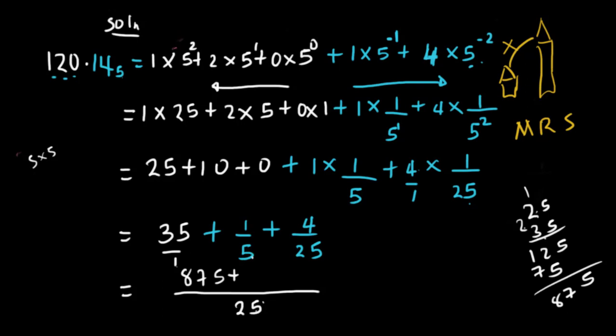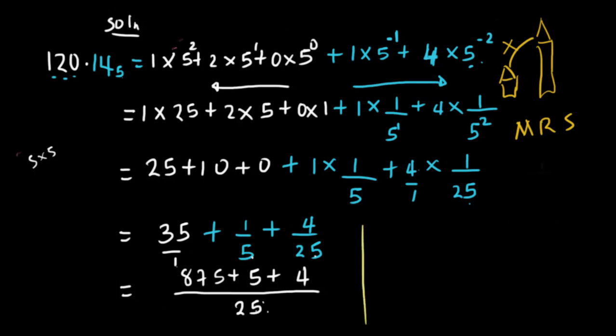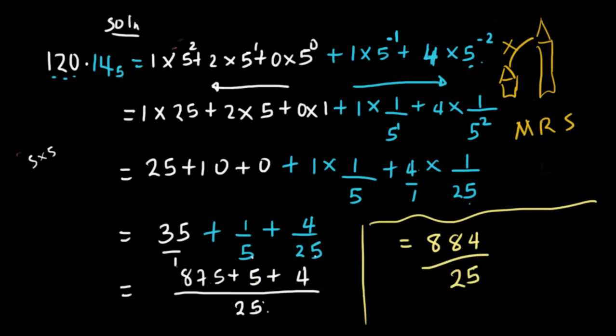5 times 1 is 5. Plus 25 divided by 25 is 1. 1 times 4 is 4. So if we do the remaining by the side here, we would have, so we have equals to 875 plus 5 will give us 880. Plus 4 will give us 884 all over 25. And remember, this is in base 10. So this is our answer, 884 all over 25.